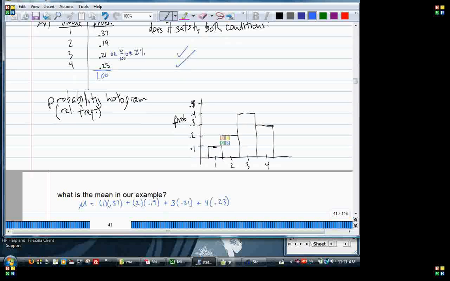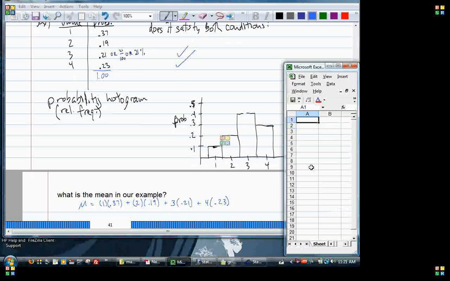So let's work this out. 1 times 0.37 plus 2 times 0.19 plus 3 times 0.21 plus 4 times 0.23. So the mean is 2.3.